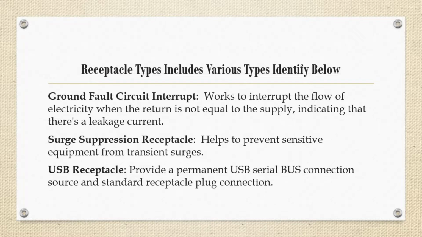Receptacle types include various types identified below. Ground fault circuit interrupter: works to interrupt the flow of electricity when the return is not equal to the supply, indicating that there's a leakage current. Surge suppression receptacle: helps to prevent sensitive equipment from transient surges. USB receptacle: provides a permanent Universal Serial Bus connection source and standard receptacle plug connection.